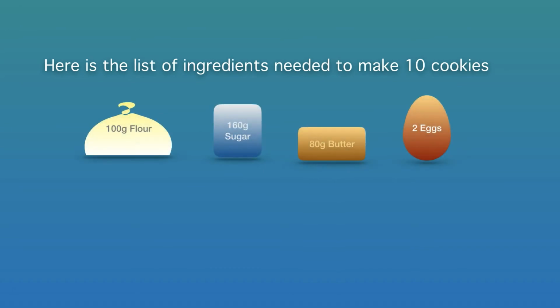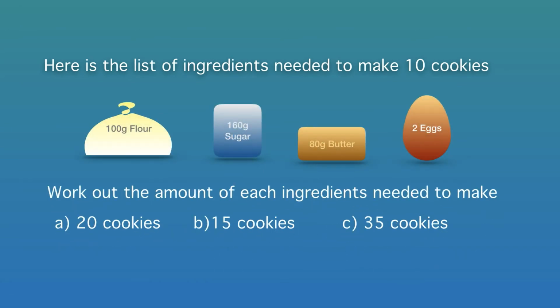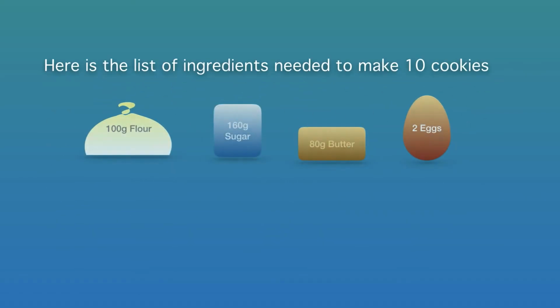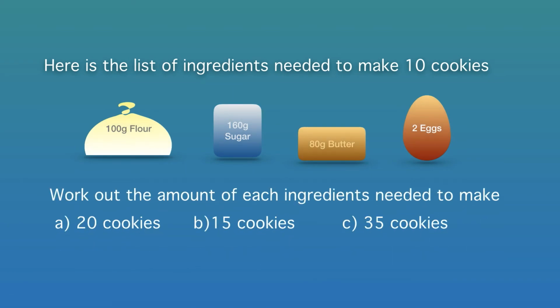Here is another example for you to try. Pause the video and try this one for yourself without using a calculator. Well done for trying. Let's now look at this question together. Here's a list of ingredients needed to make 10 cookies. We need 100 grams of flour, 160 grams of sugar, 80 grams of butter, and 2 eggs. And we need to work out the ingredients needed for, in part A, 20 cookies, in part B, 15 cookies, and in part C, 35 cookies.